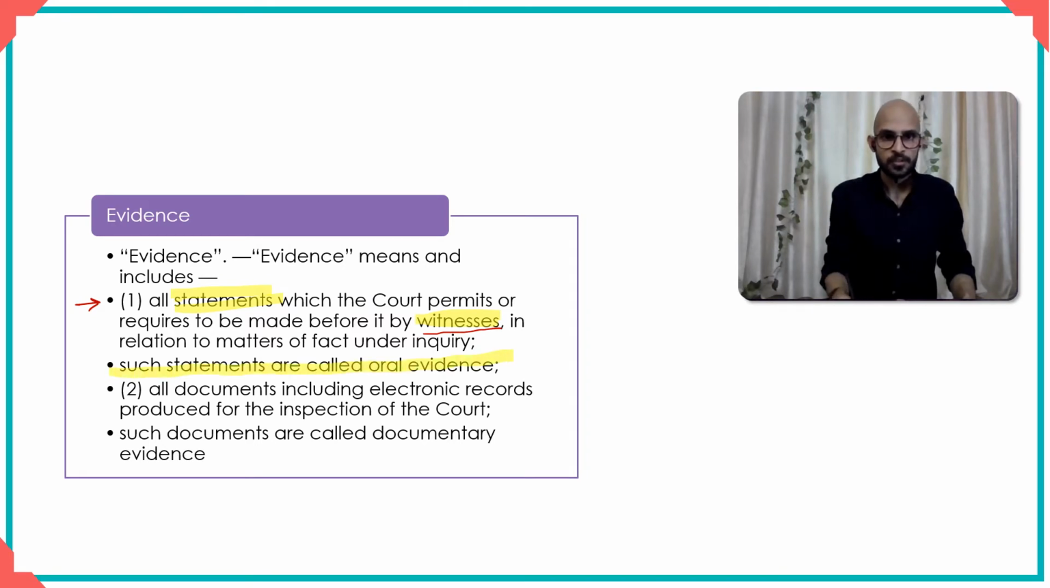I want you to pay attention to this. It says that such statements are called oral evidence, right? Now let's go ahead and read the second part of it. It says that all documents, okay, all documents including electronic records produced for the inspection of the court. So evidence includes, first, all statements made by witnesses, second, all documents that have been produced for the inspection of the court. Now look at this. Such documents are called documentary evidence, right?